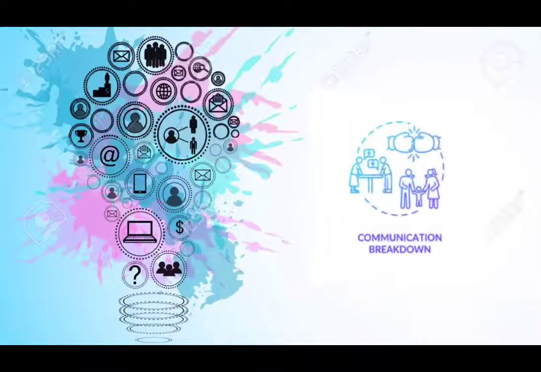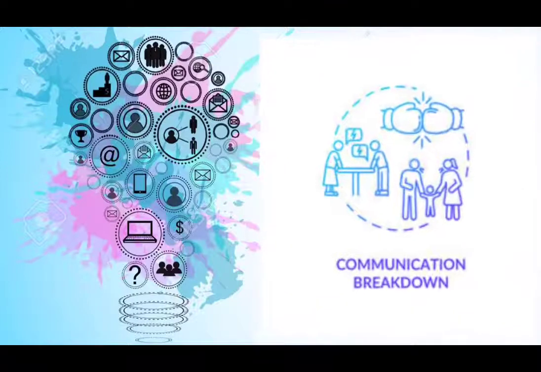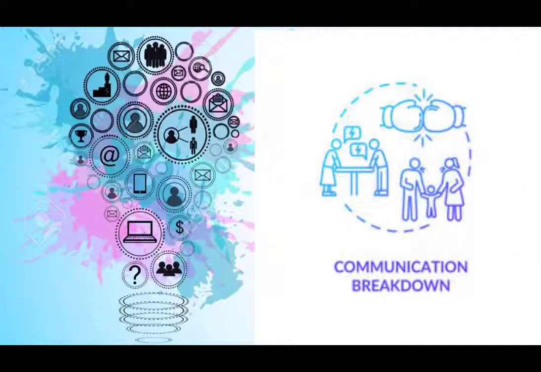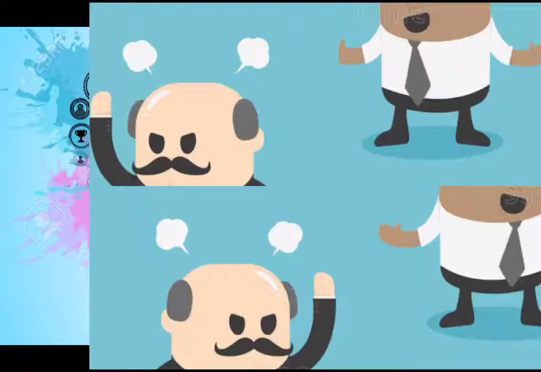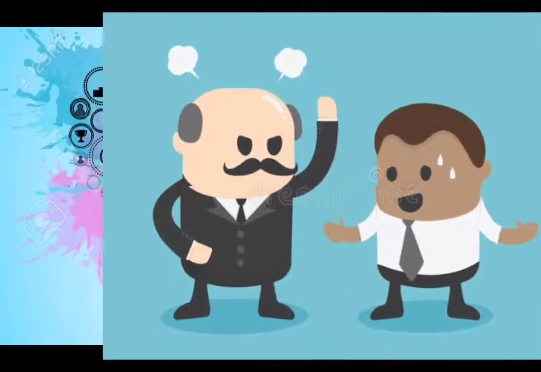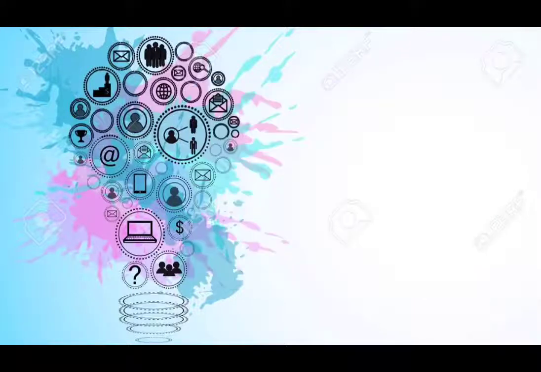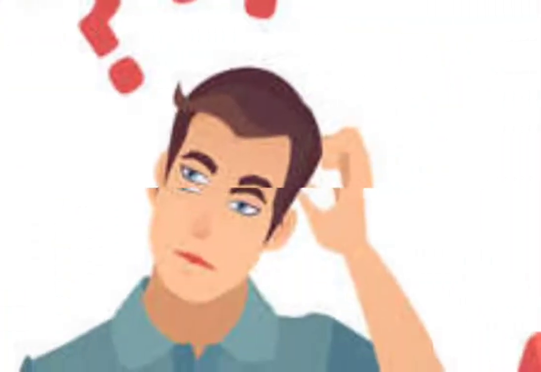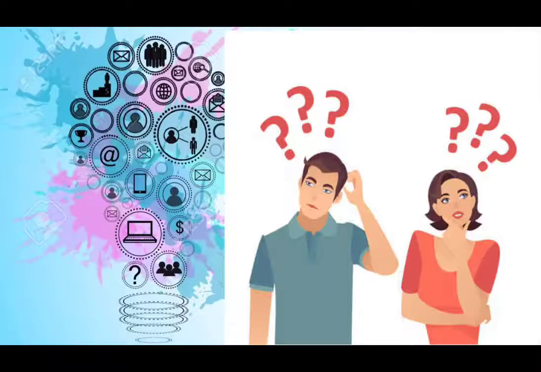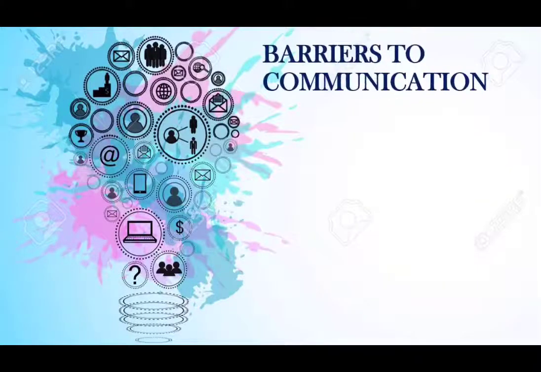Communication breakdown may occur when problems in any of the elements involved arise. They become barriers to communication. Communication breakdown results when the intended message of the sender is not understood exactly by the receiver. Barriers to communication are present. Recognizing the barriers or obstacles to effective communication is important in order to avoid communication breakdown.